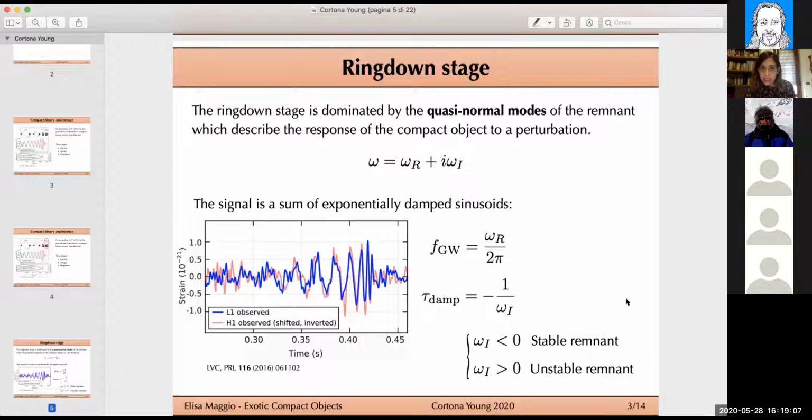Let me point out that if we have a negative imaginary part of the frequency, we have an exponentially damped sinusoid, so a stable remnant. Whereas if we have a positive imaginary part of the frequency, we have an unstable remnant. And we will go back to this feature later on.